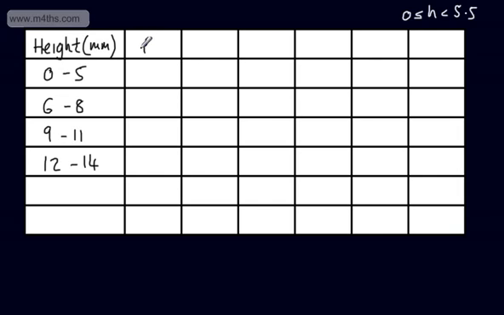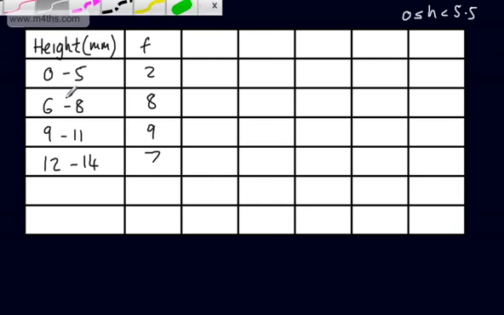So what we first need is a frequency. So let's write on some frequencies. Let's say we've got 2, let's say we've got 8, let's say we've got 9, and then let's say we've got 7. So this is our frequency.